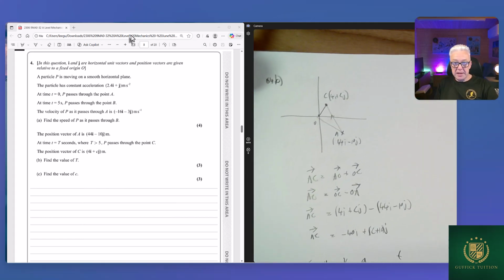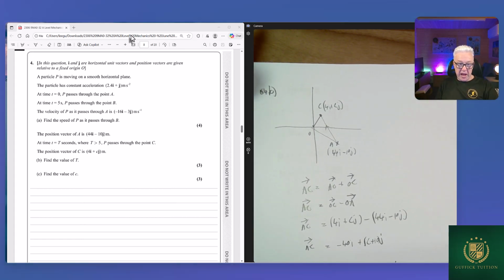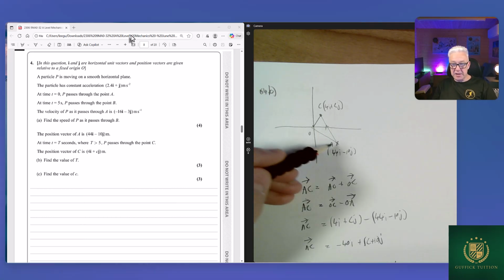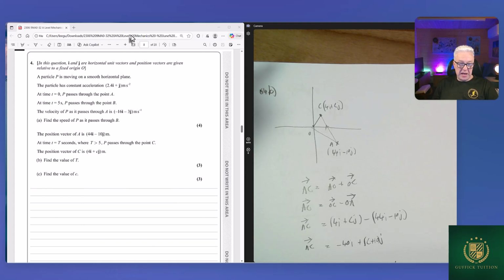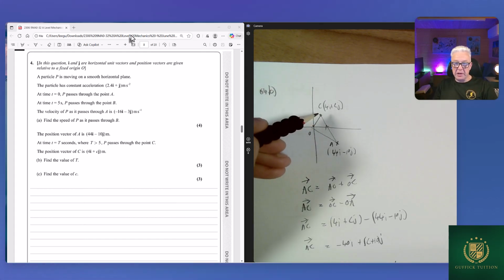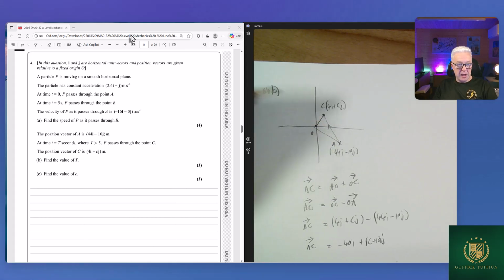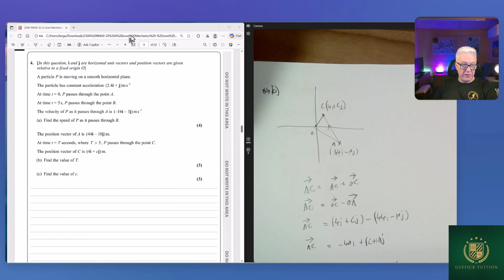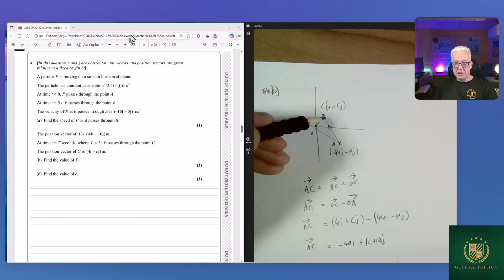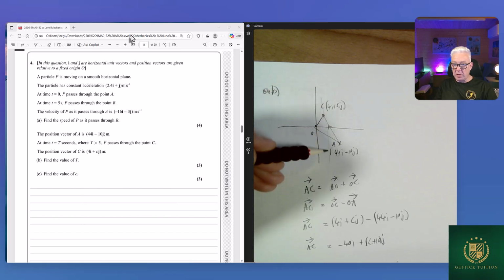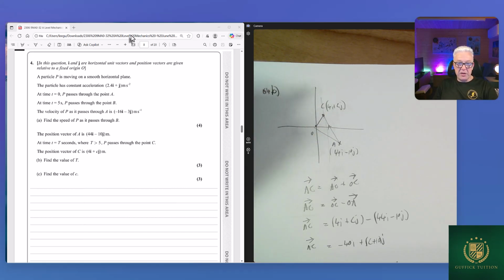So what have we got? It says the position vector of A is 44i minus 10j. So I've just represented here its position vector. That's where it's actually at. At time t seconds, where t is greater than 5, P passes through the point C. So sometime later, it's moved from A and it passes through C. The position vector of C is 4i add cj. So it's 4 to the right, but we don't know what the j value is. So somewhere along this line. Find the value of t.